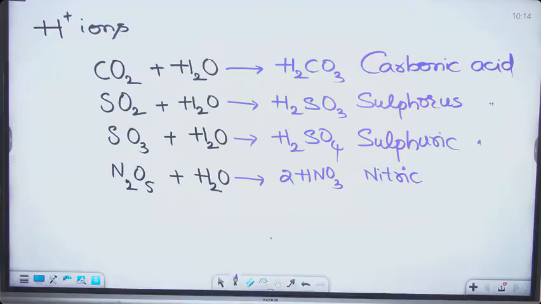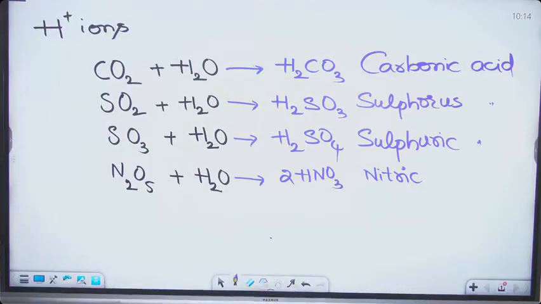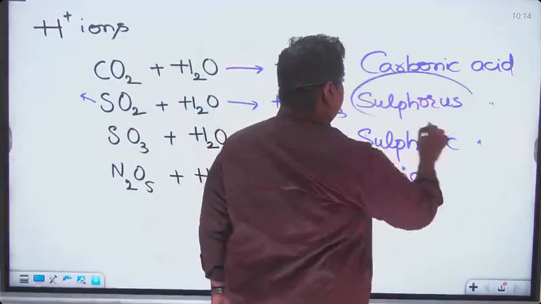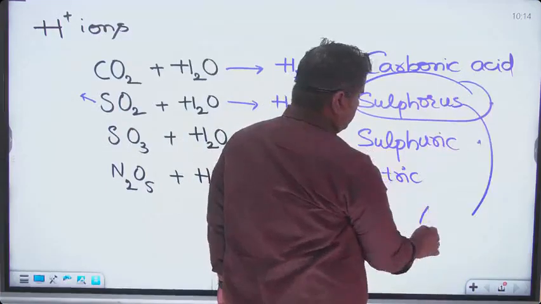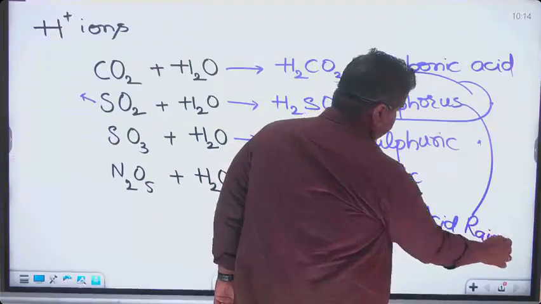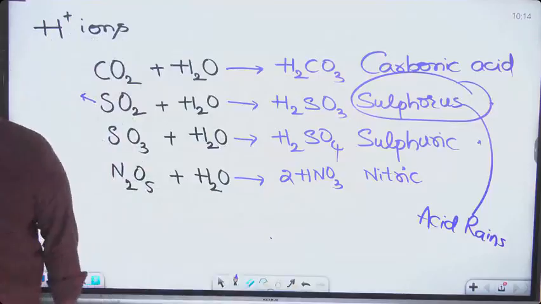At the same time, in the case of SO2 reacting with H2O, it gives rise to one acid which is known as sulfurous acid. This sulfurous acid is responsible for acid rain. Sulfurous acid is responsible for acid rain. Write the statement.